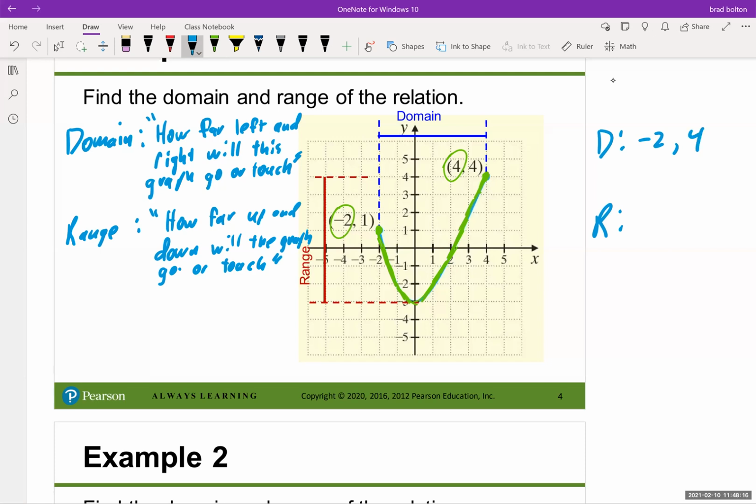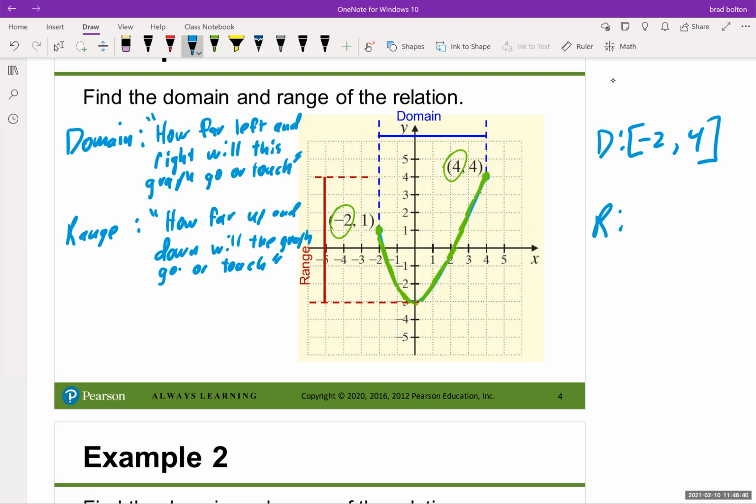Now the catch is, does it actually touch the x value of -2? And does it actually touch the x value of 4? The answer is yes, so I have to use a bracket. Remember, brackets from back in 2.5 tell us that you can touch that actual number. It is actually part of your set. So we are saying that for any number from -2 to 4, this graph will touch those x values, or it will go through those x values.